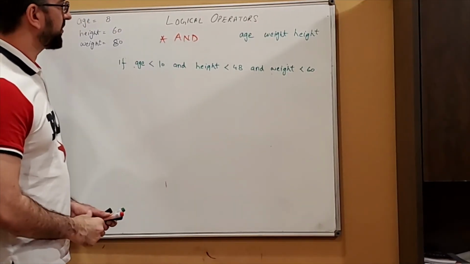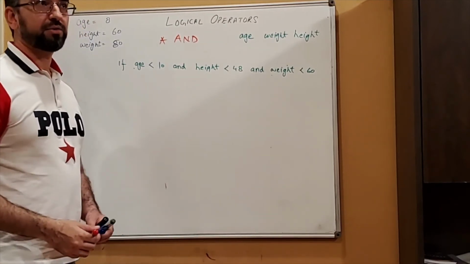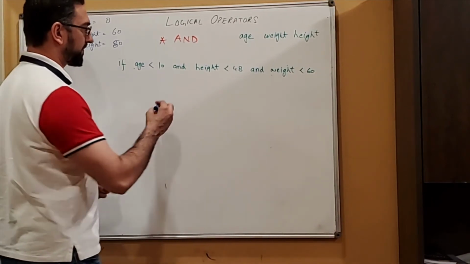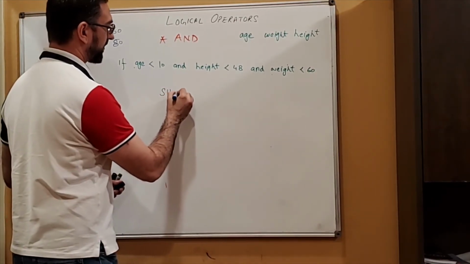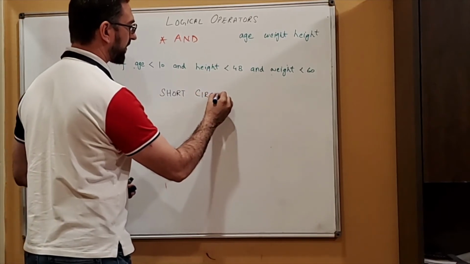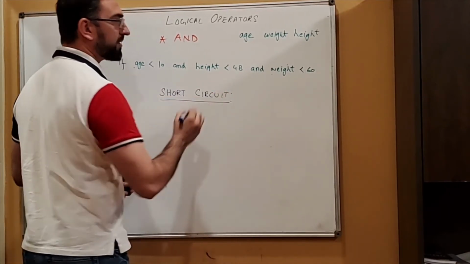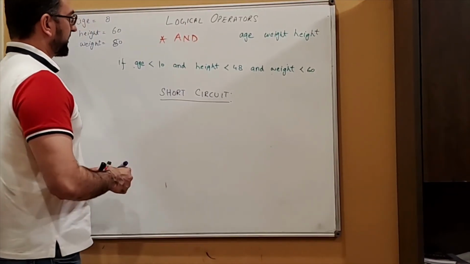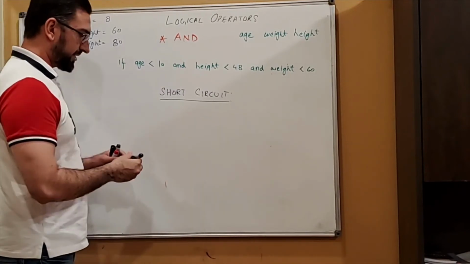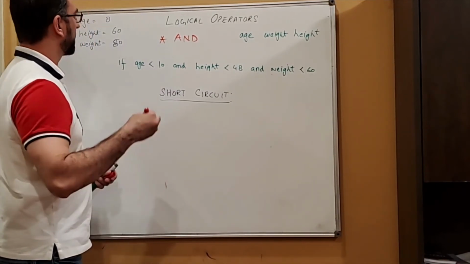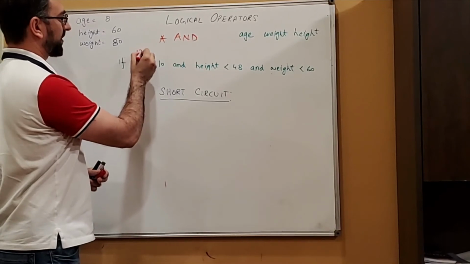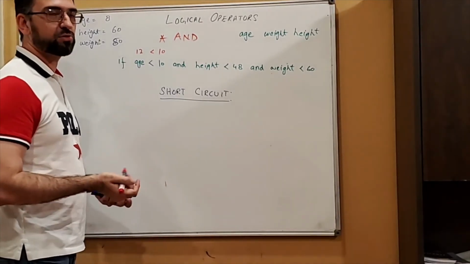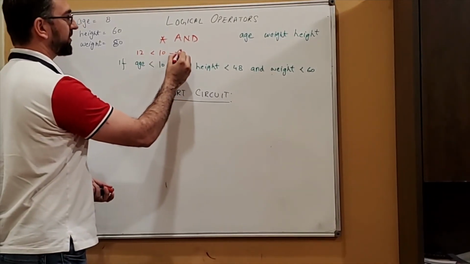Now, one thing that is very important is this. There's something called short circuit. Now, what does it mean by short circuit? Let me try to explain it through an example. Suppose the user's age is 12. When this is compared, 12 is less than 10, which evaluates to false. So this will evaluate to false.